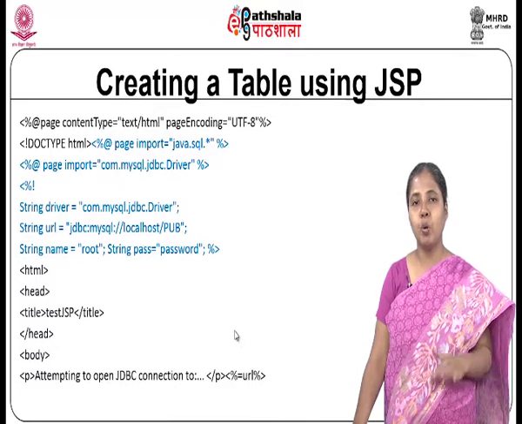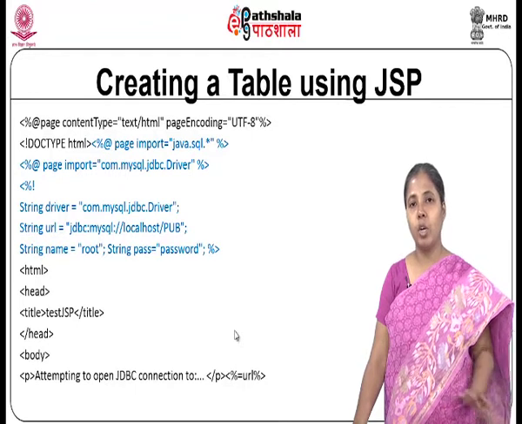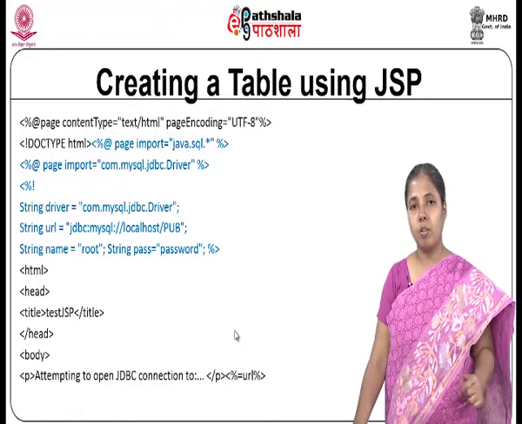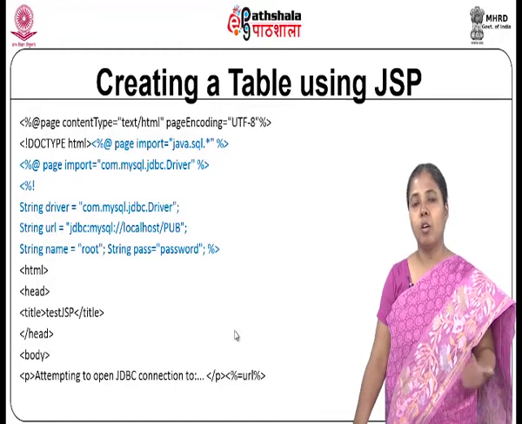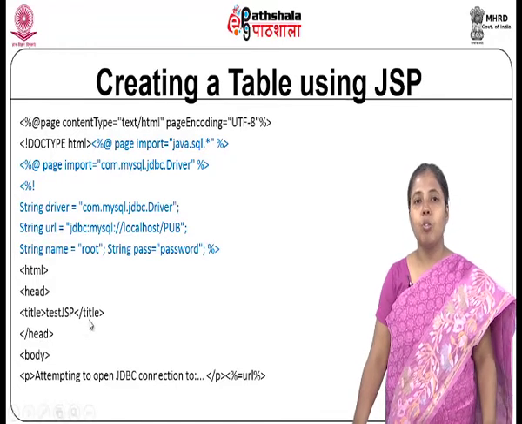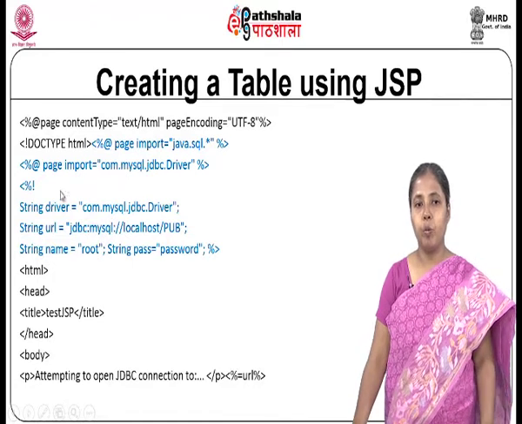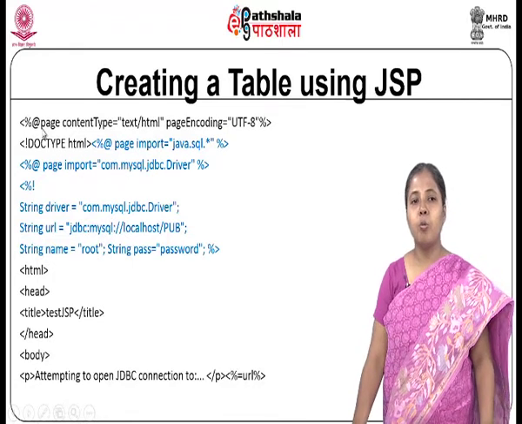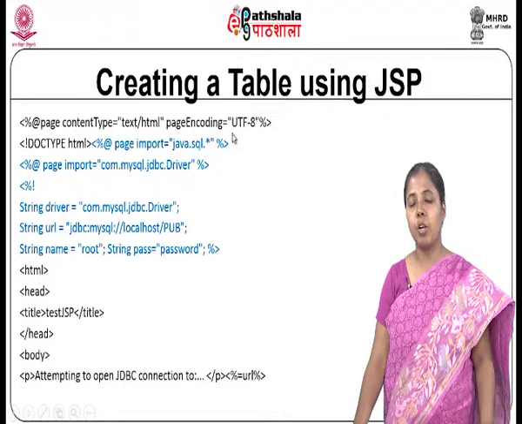So, through JSP you can connect to the database and you can actually create a table and put it in your database, or you can access any of the data records from any of the tables that are created in the database. Okay. So, now starting with how you need to write your JSP program. Here the JSP program starts with page contentType equal to text/html and the page encoding is given as UTF-8. Okay.